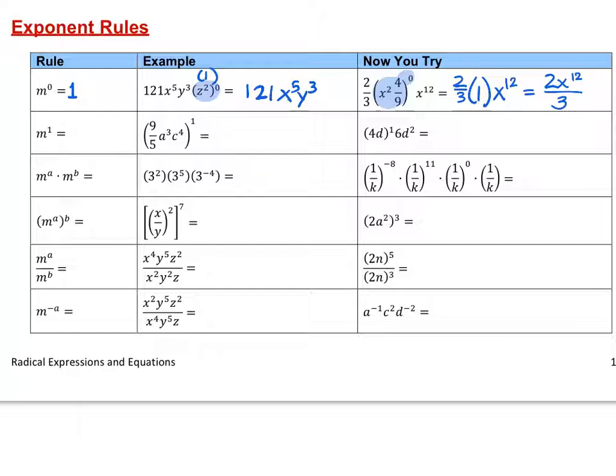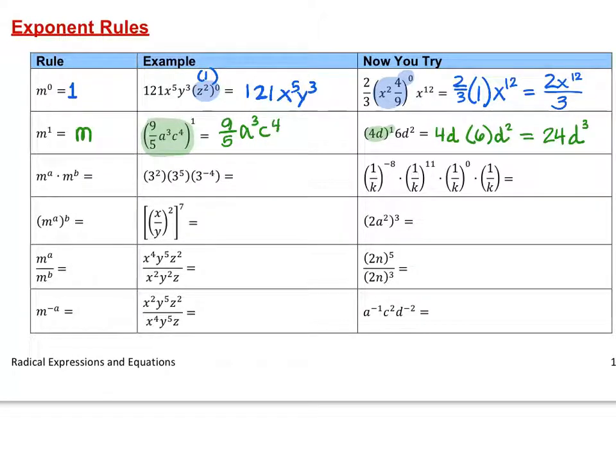The next rule, where we're raising m to the first power, you may remember anything raised to the first power is that same base number. So m to the first is m, and here everything in this parentheses is being raised to the first power, and that means that it's going to be a result of 9/5 times a cubed times c to the 4th. Okay, now we're ready for a now you try. You're going to pause the video and check your work when you turn the video back on.